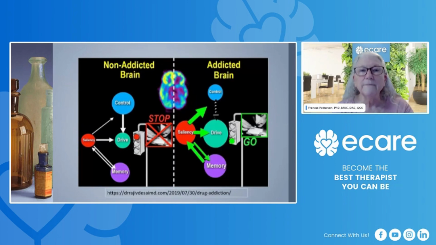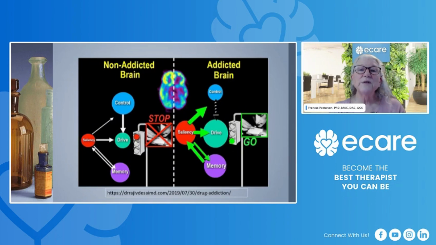So you see on the left, the non-addicted brain, and the saliency is that event that happens. That's when something, the triggering event, we'll call it. Well, you'll see on the left, there's a balance between the memory and the control. And the drive is there, but it's not that big. So there's a stoplight. There's the stoplight that stays there.